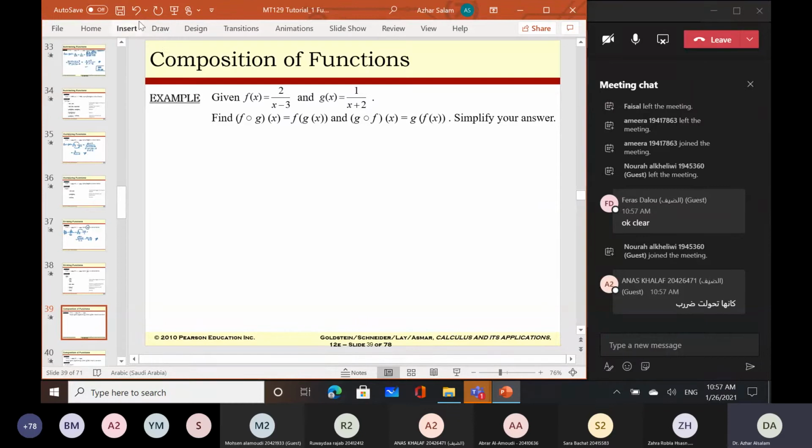طبعا هنا ترتيب السلايدز أنا غيرت عن اللي موجود عندكم. بدأت بهذا المثال اللي ناقشناه أساس أنه أبسط من المثال الموجود بالسلايد. I begin with this example first.